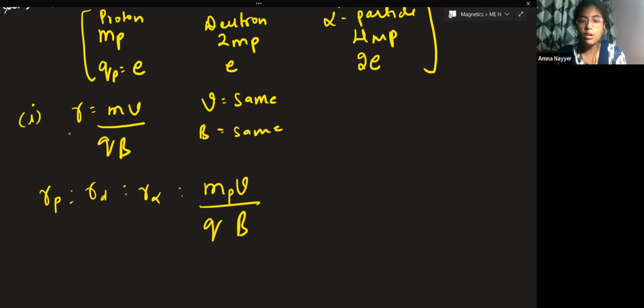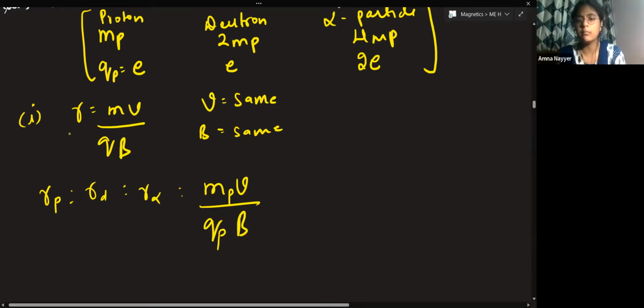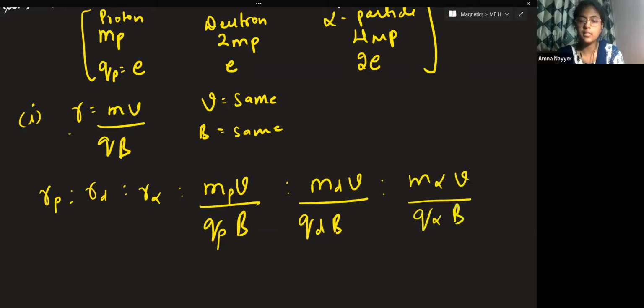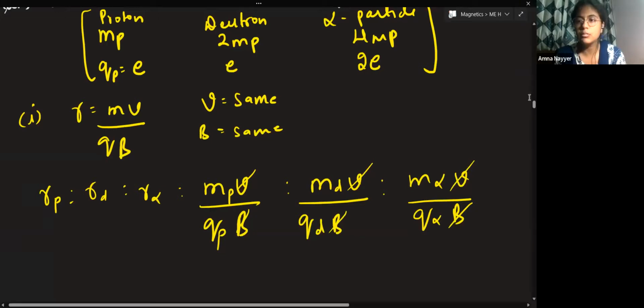This becomes mass of proton by charge on proton, velocity and magnetic field are same. Mass of deuteron, velocity is the same, charge on deuteron, magnetic field. Mass of alpha particle, velocity, charge on the alpha particle, magnetic field. From here, velocity and magnetic field will get cancelled. Now let's write everything in terms of proton.